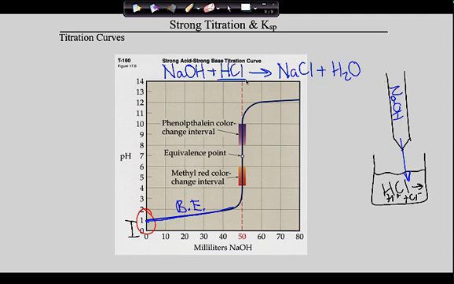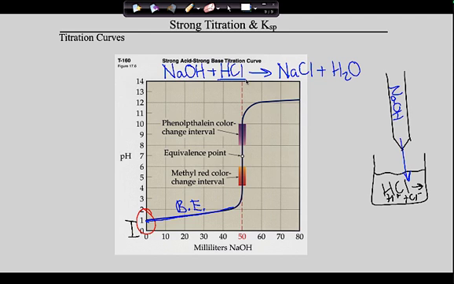We are starting with a bucket of hydrochloric acid. And as we add NaOH, this chemistry is taking place. So guys, let's talk about the products. What do we know the pH of these products to be? 7.